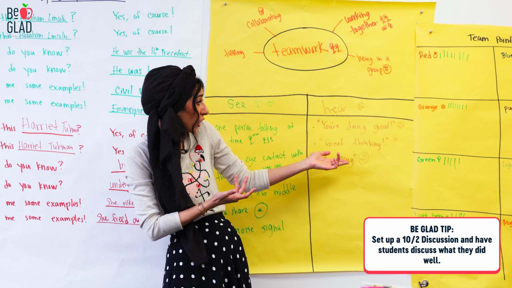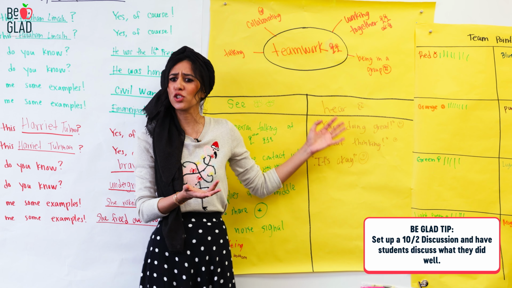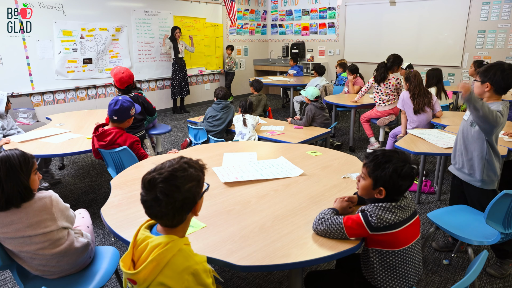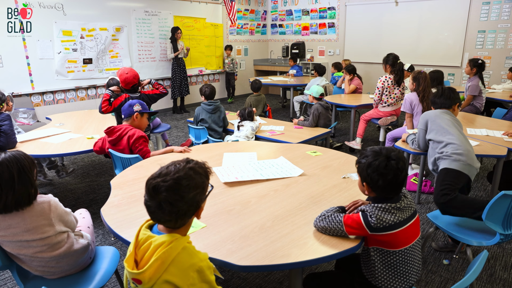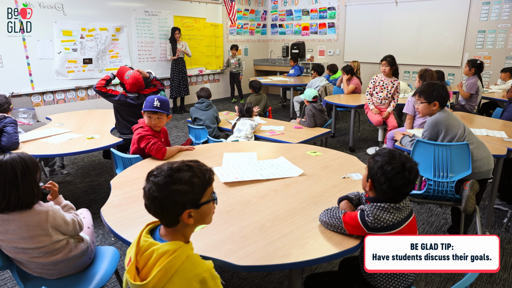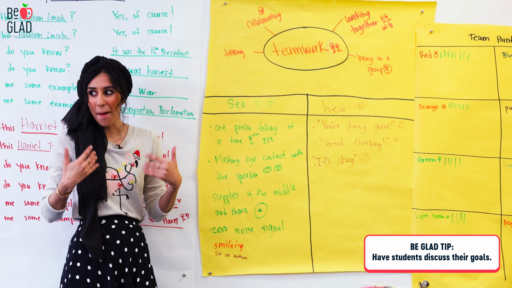Did you say to each other, you're doing great? Did you say it's okay if you didn't get your way? What did you do really well? That's called a strength. Everyone say strength with me. Strength. The next thing I want you to talk about with your team is, what's something that you can improve on next time? So what's something from our T-Graph that you feel like you can do even better?